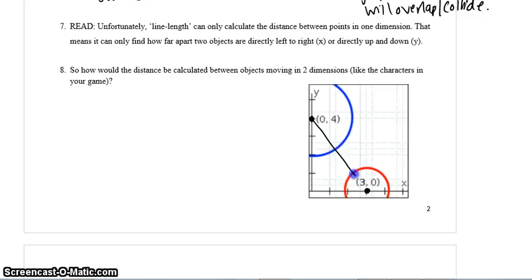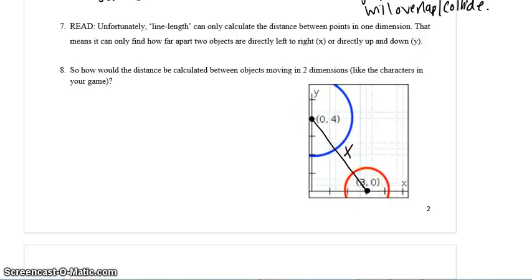If I wanted to figure out how far apart these characters or these circles are, how could I do it? I want you to think back to your time in geometry and see if you can remember anything about how to find the distance between 2 points.